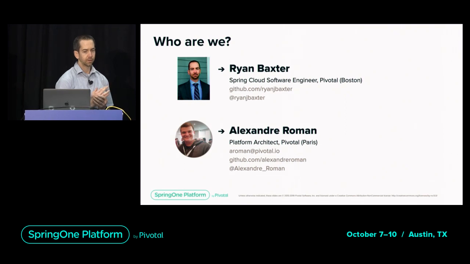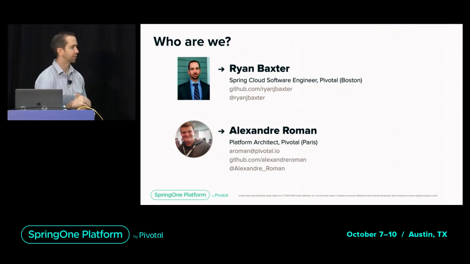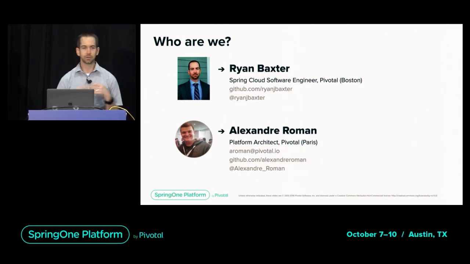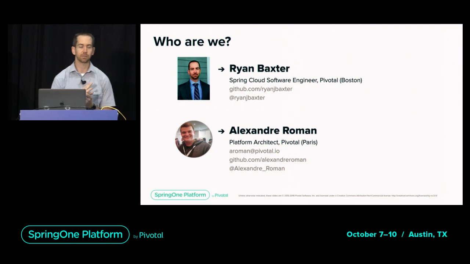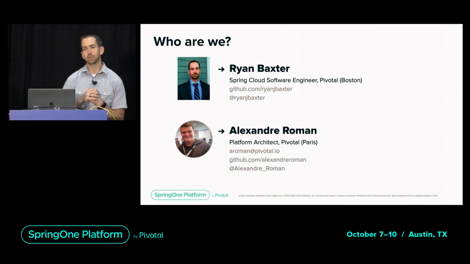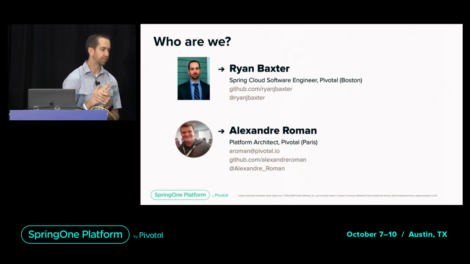So who am I? I wish I knew. My name is Ryan Baxter. I'm a software engineer on the Spring Cloud team at Pivotal. I work on various different Spring Cloud related projects, everything from Spring Cloud Netflix to Spring Cloud Kubernetes, obviously, the config server. I've had my hand in the latest and greatest circuit breaker project. So various different things in my time at Pivotal. I've been at Pivotal for about 3 years. Before that, I worked at a very small company called IBM.